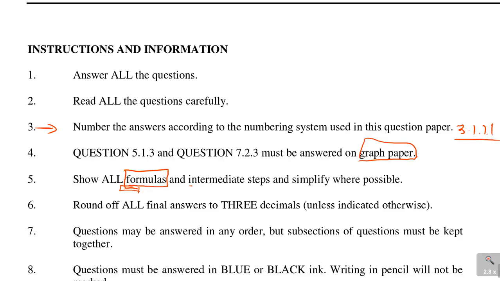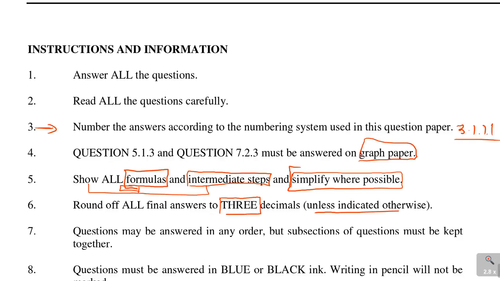And then it says intermediate steps. You need to show them, as well as simplify where possible. So don't leave your answer not simplified; you must try to simplify as far as possible. The next part says round off all final answers to 3 decimal places unless indicated otherwise. So every answer that we're going to get which has decimals, we're going to round off to 3.